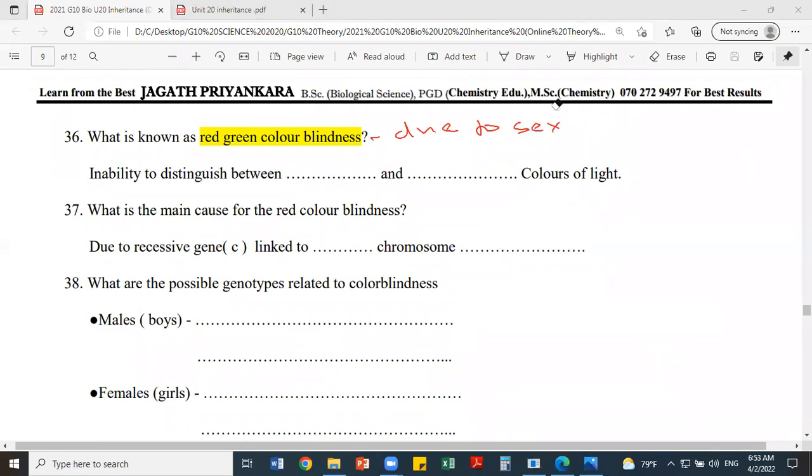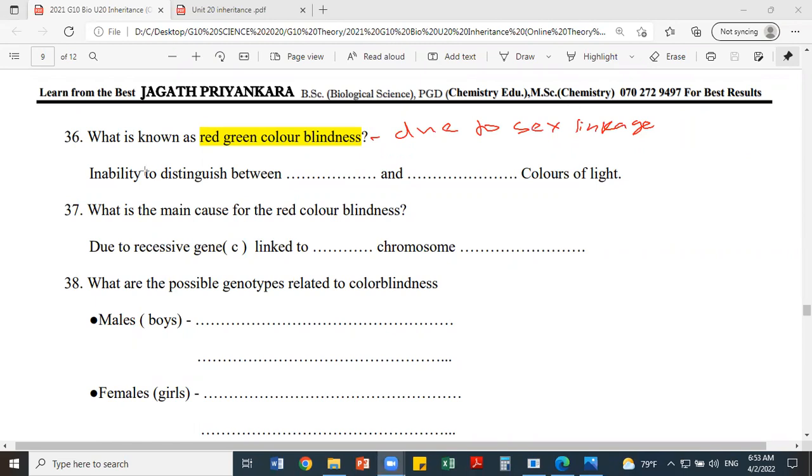What is the first one due to sex linkage? Hemophilia. Now let's see, what is red-green color blindness? Inability to distinguish. What is this called? Underline here: inability to distinguish between what? Red and green colors of light.